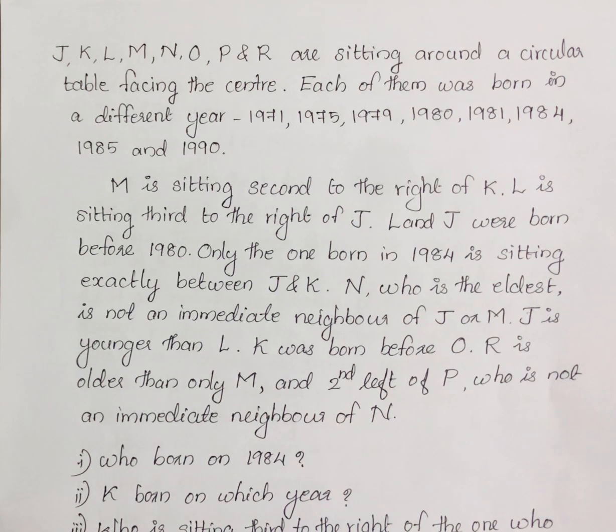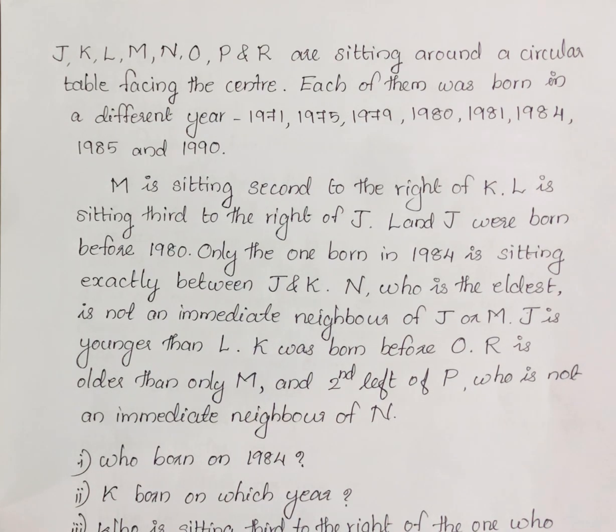N, who is the eldest, is not an immediate neighbor of J or M. J is younger than L. K was born before O. R is older than only M and second to the left of P, who is not an immediate neighbor of N. Okay, these are the conditions. So in this question we have to arrange these people around a circular table.